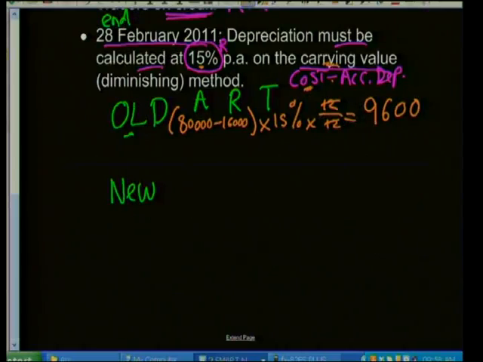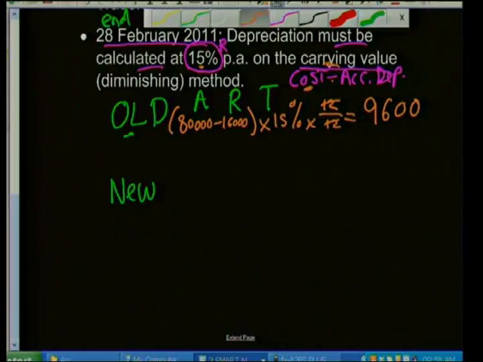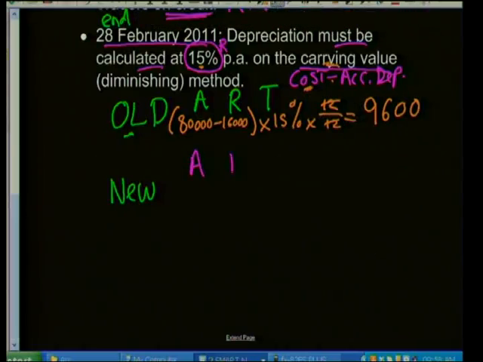Now the new vehicle, again, we're still sticking with amount, rate, and then time. Let's start with the amount. Remember, we're using the diminishing balance method, but because it's a new vehicle, we haven't written off any depreciation as yet. So although the question wants us to use the diminishing balance method, as far as the new vehicle is concerned, we will still be using the cost price. There's no accumulated depreciation to subtract or to take into account as far as the calculation is concerned.